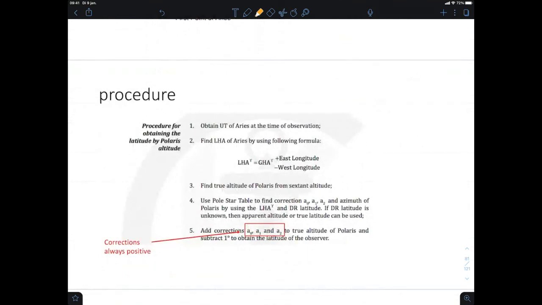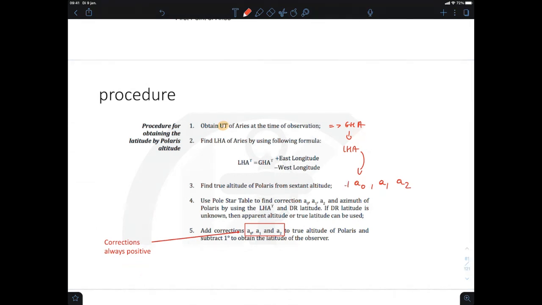Now, the procedure is, first of all, obtain the universal time of your observation, and then you find the GHA of Aries. The GHA of Aries is transformed into LHA, and with this LHA you can go to the first correction table to find A0. Then you find A1 in the second table, and then the third correction is A2.